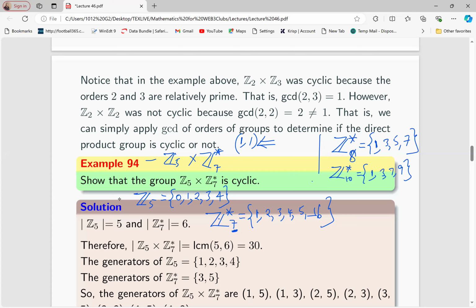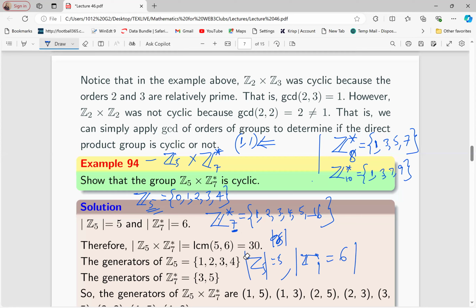Now, back to the question. This group has 5 elements. The order is 5. The order of this other group, 1, 2, 3, 4, 5, 6, is 6. So we expect the direct product to have 5 times 6, which is 30 elements.